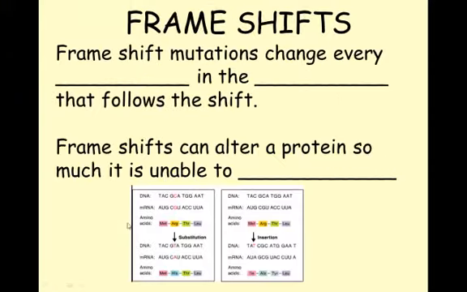And so if I cause what we call a frame shift, frame shift mutations change every amino acid in the sequence of the protein that follows where the shift happened. And frame shifts can change a protein so much that it is unable to function. If you change not just one amino acid in the sequence, but totally change the amino acids that come in the sequence, that is going to produce a totally different protein, maybe one that is not going to be able to do its job.